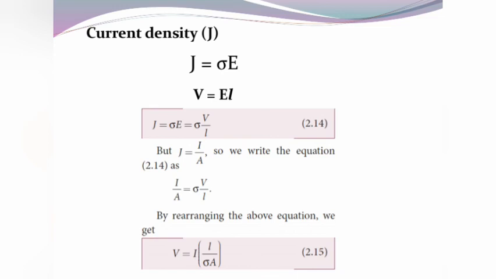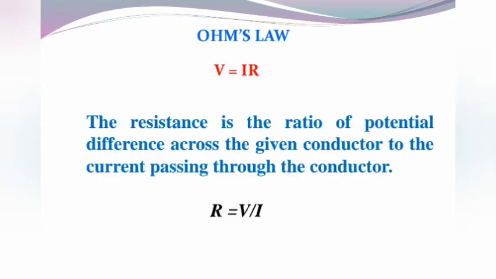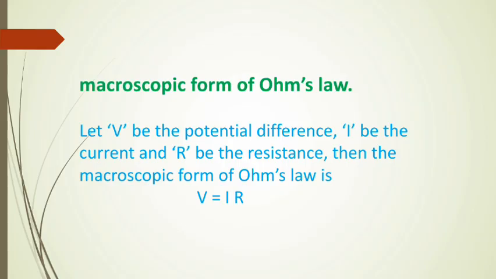So finally we get potential difference V equals I R. It is the macroscopic Ohm's law. The resistance is the ratio of potential difference across the given conductor to the current passing through the conductor. R equals V divided by I. R is resistance, V is potential difference, I is current. Then the macroscopic form of Ohm's law is V equals I into R.